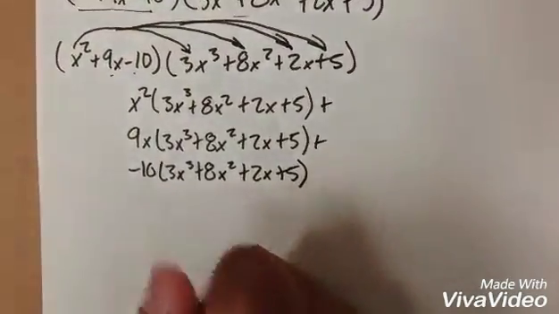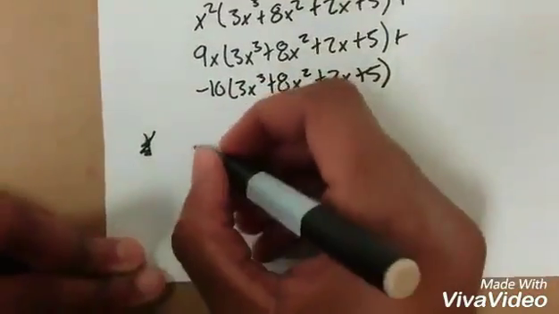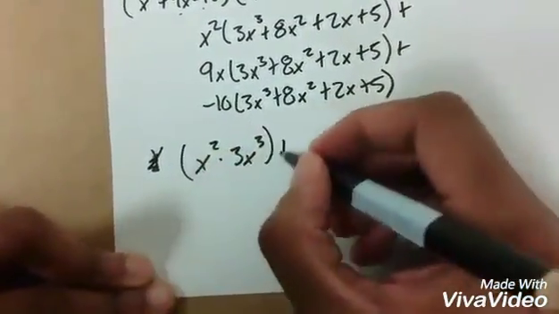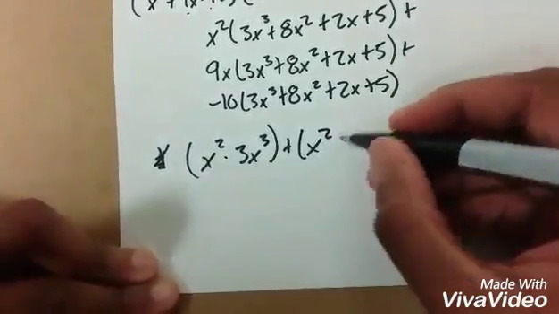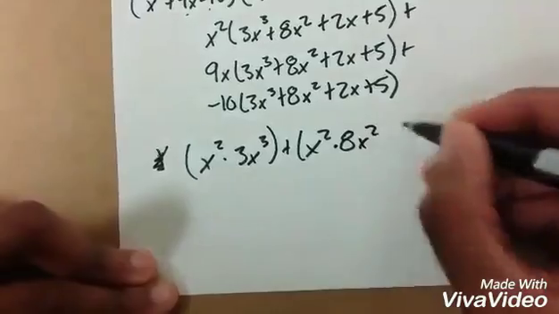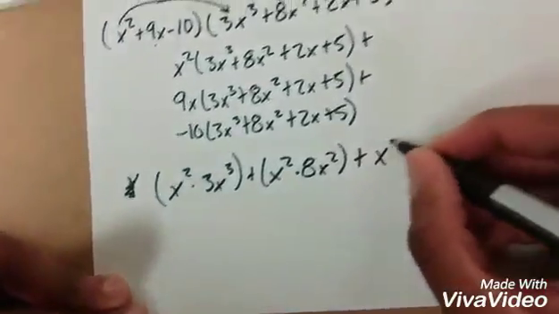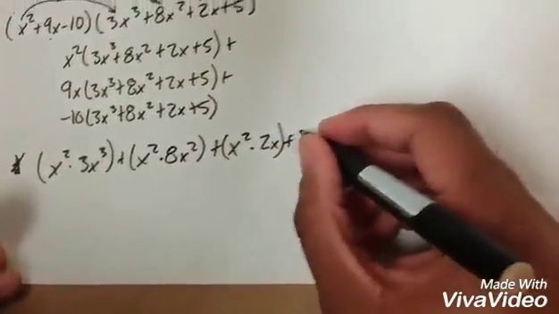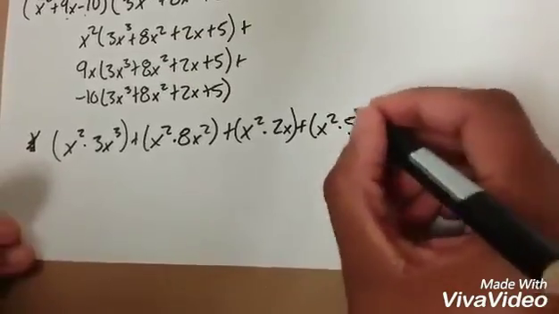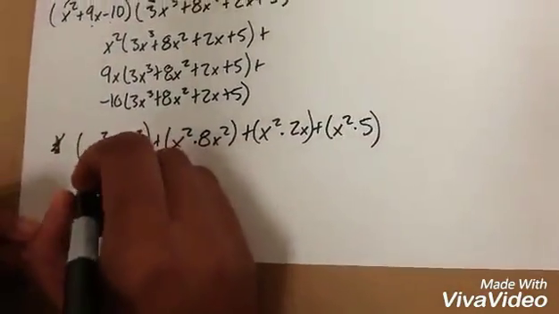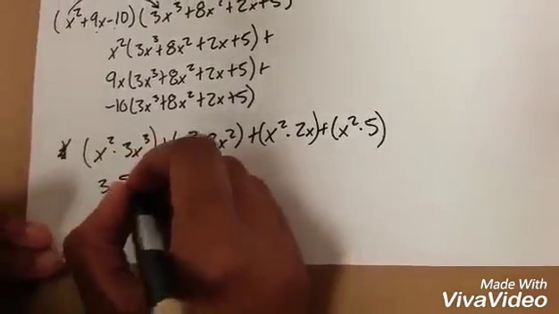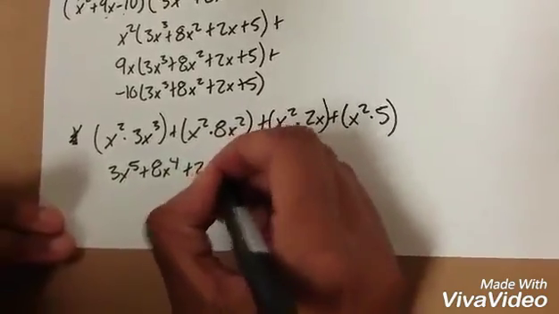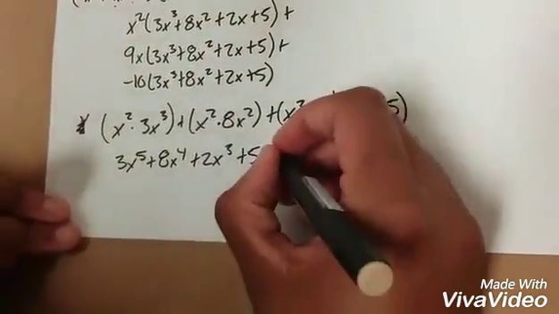Now, the second step is to multiply each expression out. So, you go x squared times 3x plus x squared times 8x plus x squared times 2x plus x squared times 5. And you get 3x to the 5th power plus 8x to the 4th power plus 2x cubed plus 5x to the 2nd power.